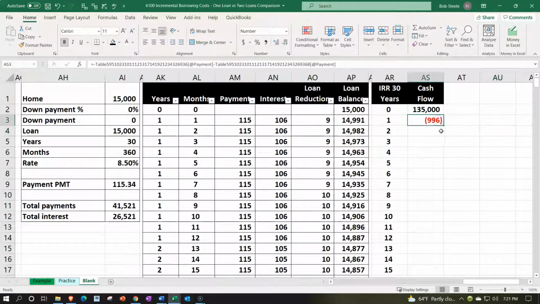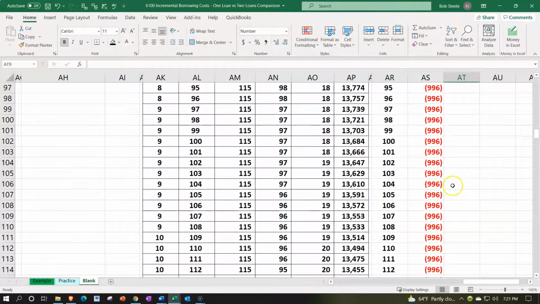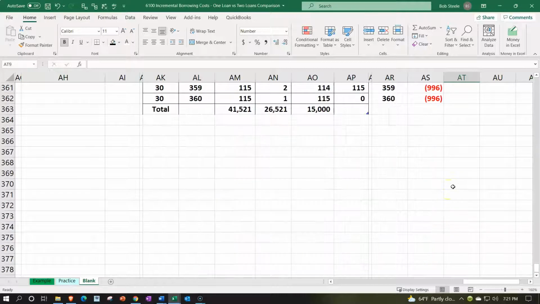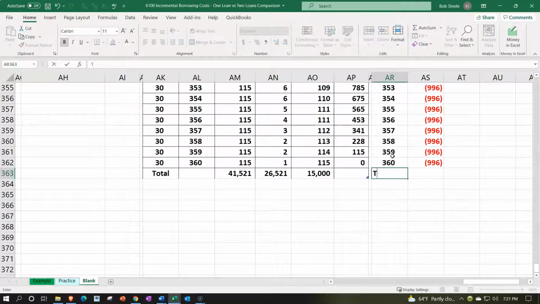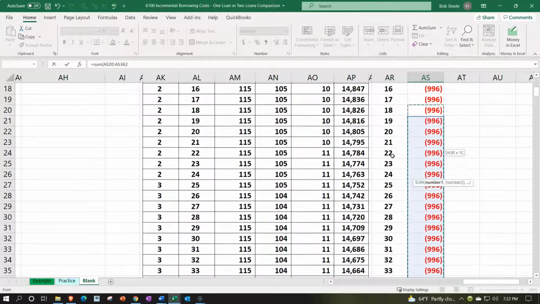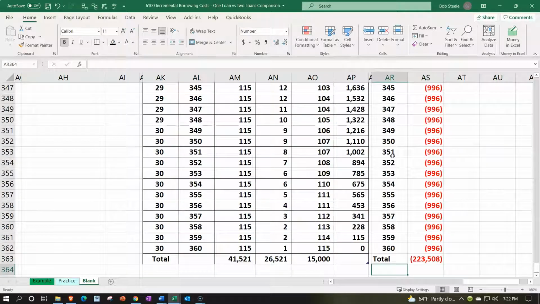Then I'm going to copy that all the way down. I'm going to double click on the fill handle, copy that all the way down like so. And then if we go down to the bottom here, let me go all the way down to the bottom and do our totaling. We're going to say total, summing this up equals the SUM. And we'll sum this whole thing up like so. And there's our total.